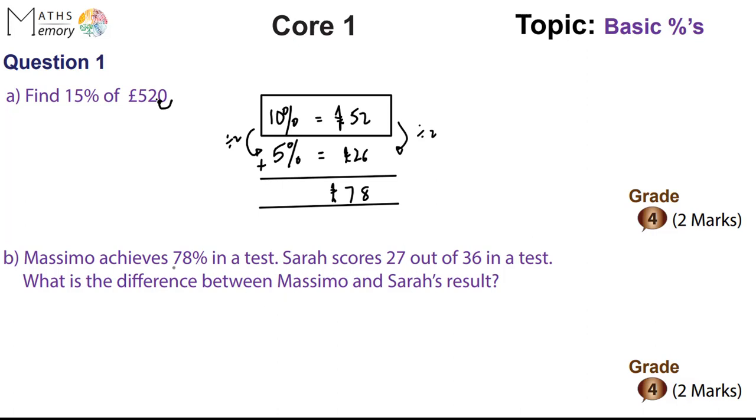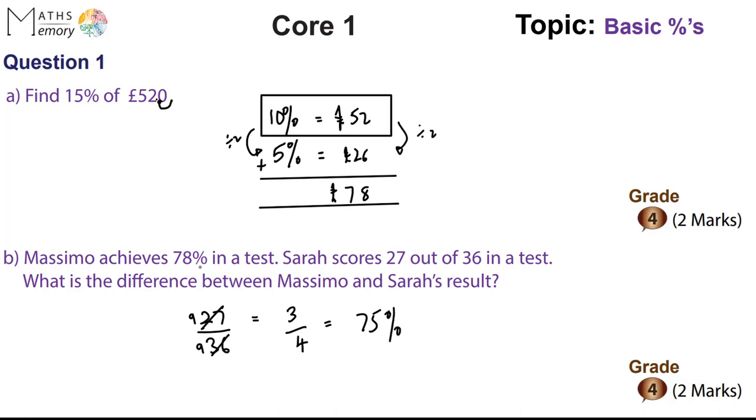Massimo, he's pretty much done. 78%, he scored really well. Sarah, 27 out of 36. Let's do it like this. It's always the smallest over the total, the biggest. 27 over 36. What's the highest common factor that goes into both? Well, 9 goes into this and 9 goes into this as well. Let's divide each by 9. How many 9s are in 27? It'll be 3. And how many 9s in 36? 4. 3/4 is 75%. So Sarah scores 75%.